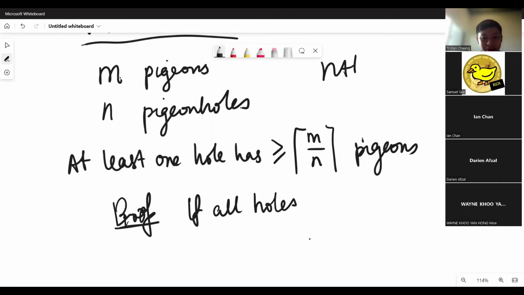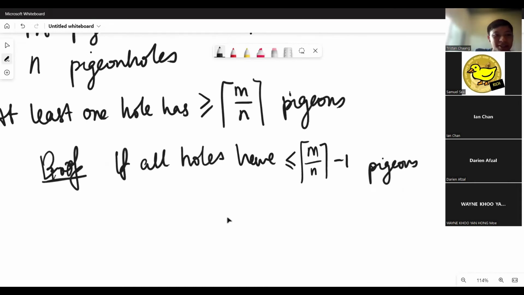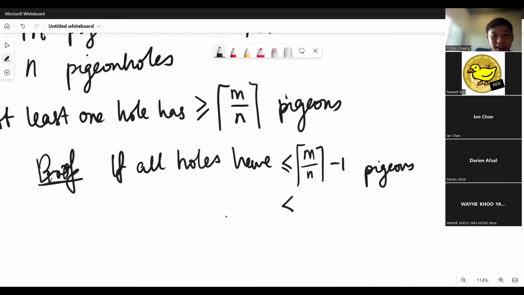If all holes have less than or equal to m over n minus 1 pigeons, this is notably less than m over n, quite obviously.